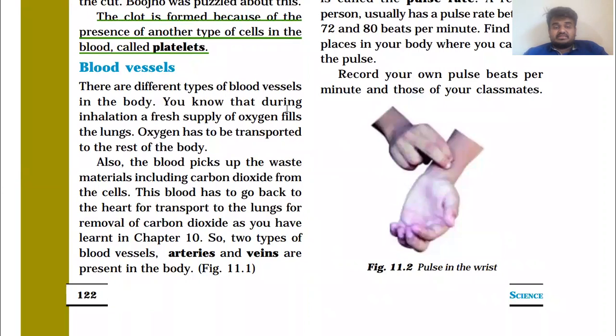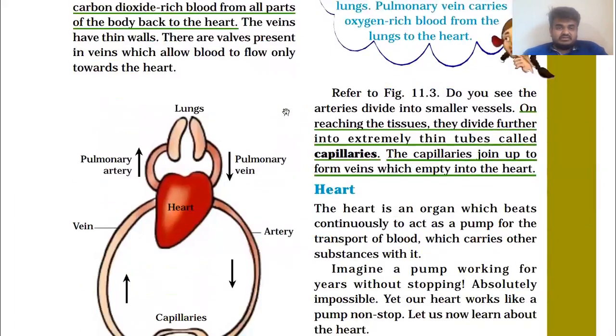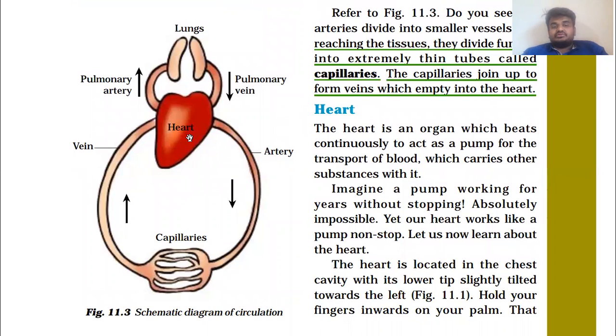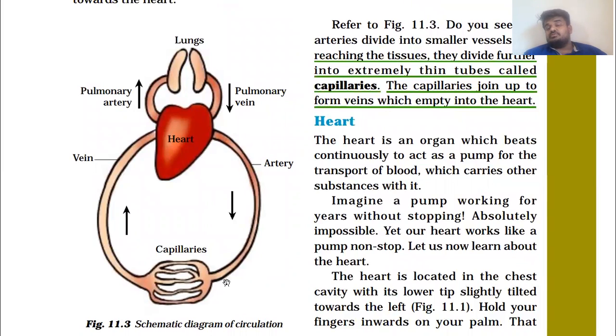Next one is blood vessels. In this one, we have discussed two types of different vessels, that is artery and vein. Let's discuss it on this figure only. The artery is the blood vessel which carries the blood from the heart to other parts of the body. Simply, you can observe here that this arrow is given, so it means that the blood is being carried from the heart to another part of the body.